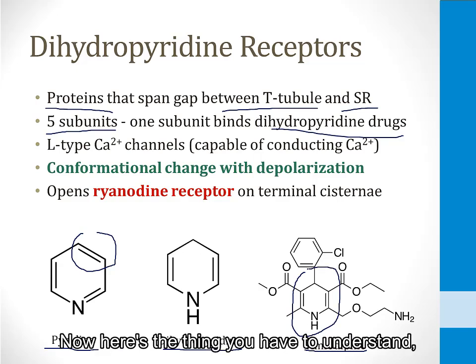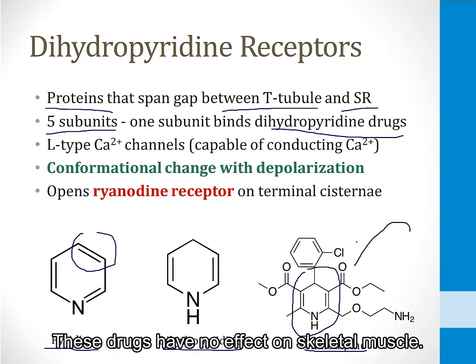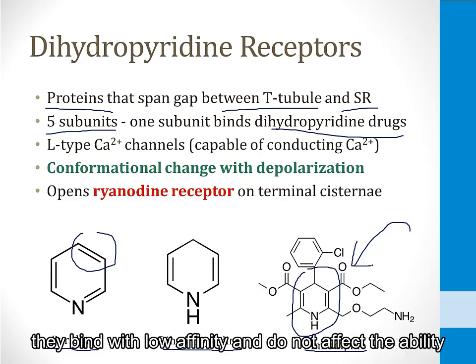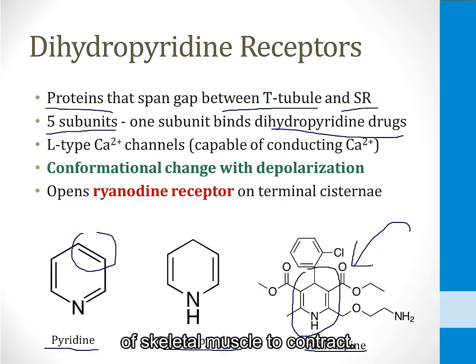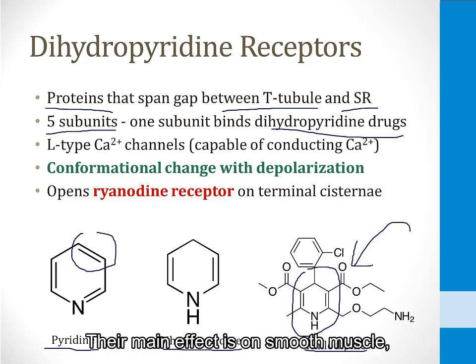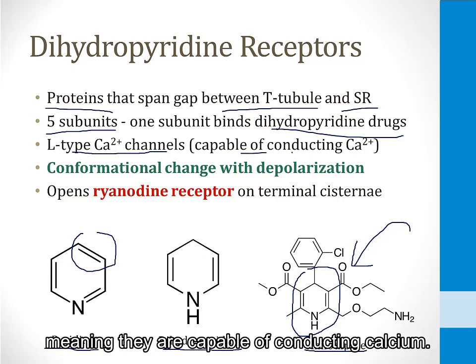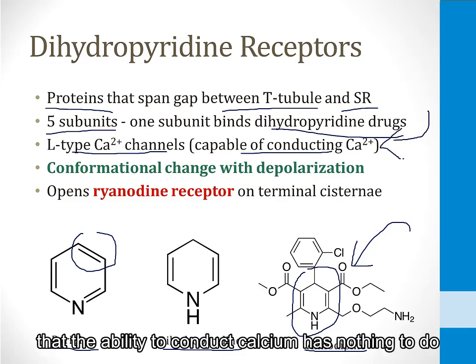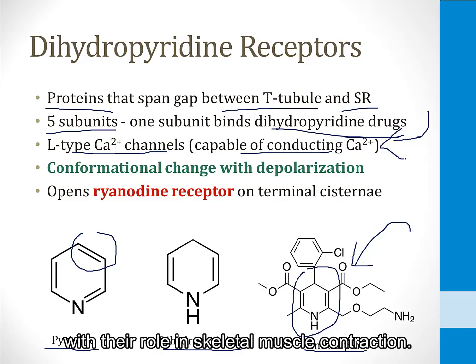Now here's the thing you have to understand, however, about skeletal muscle. These drugs have no effect on skeletal muscle. Even though they bind the dihydropyridine receptors, they bind with low affinity and do not affect the ability of skeletal muscle to contract. Their main effect is on smooth muscle, which I talk about in another video. Dihydropyridine receptors are also L-type calcium channels, meaning they are capable of conducting calcium. But another confusing part about these proteins is that the ability to conduct calcium has nothing to do with their role in skeletal muscle contraction.